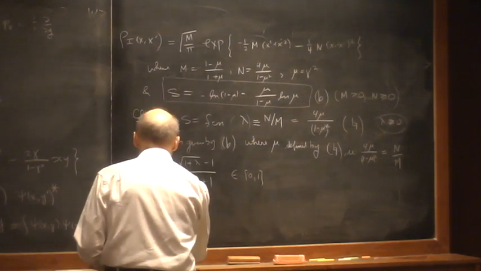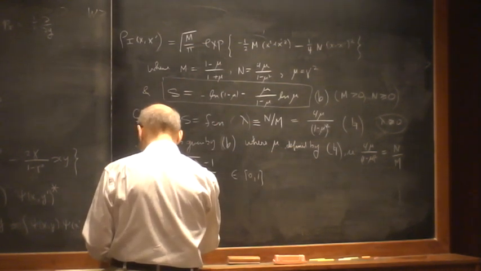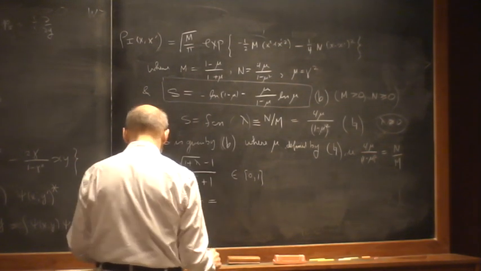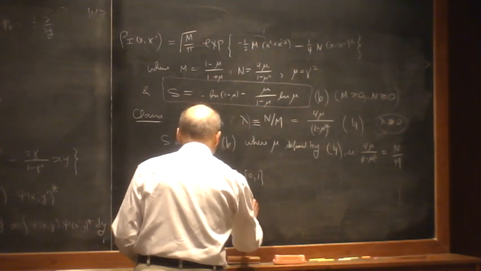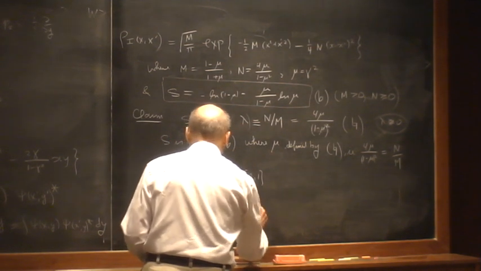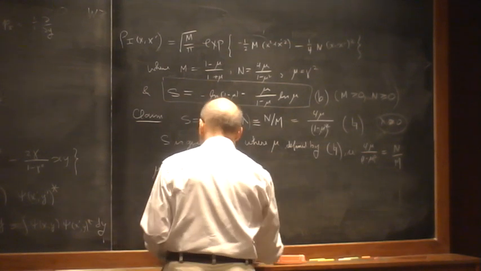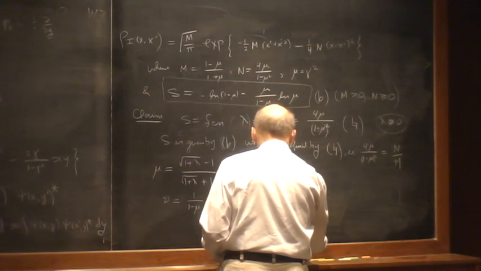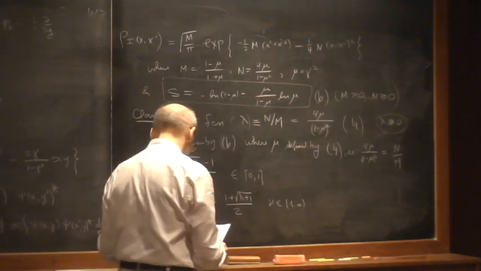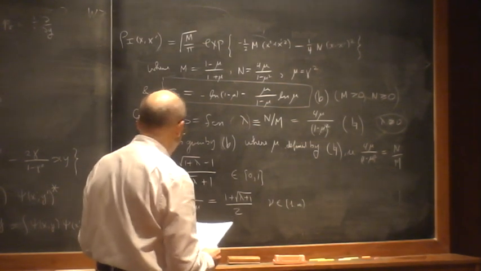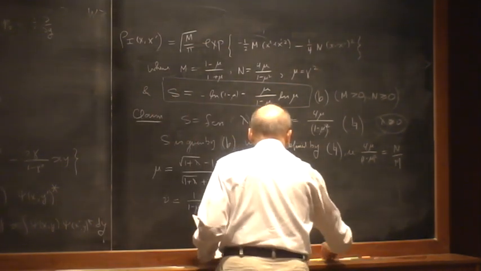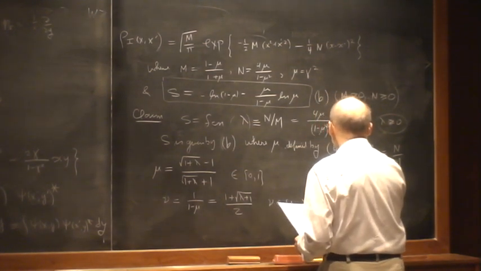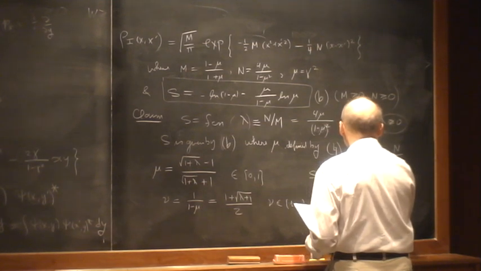So it's convenient to introduce a new variable, nu, which is equal to 1 over (1 minus mu). This is just massaging the formula to make it look a little nicer. Which is (the square root of 1 plus lambda, plus 1) over 2. If you work that out, nu belongs to the range [1, infinity), so it's a positive number greater than or equal to 1. And in terms of that nu, S has a slightly nicer form. It's equal to nu log nu minus (nu minus 1) log(nu minus 1).